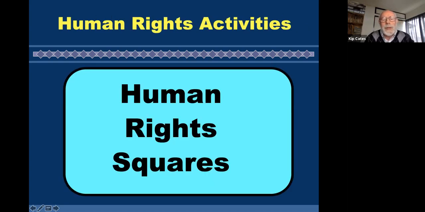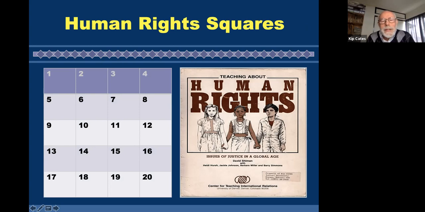From there, we move into our first activity. Initial video, activity number 1 is called Human Rights Squares. So this activity is from a book by David Scheinman, Teaching About Human Rights, an American high school textbook for human rights education. When I first saw this book, I said, wow, let's see how he's designed his curriculum.